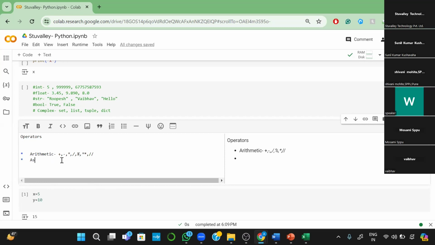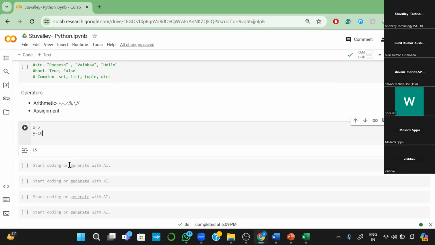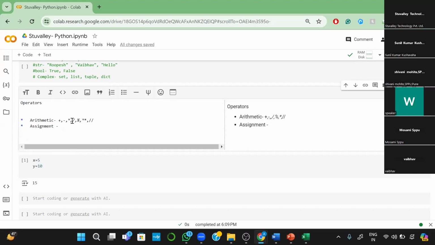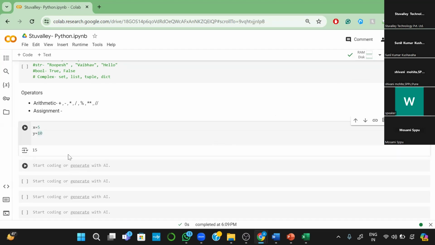Then the other is assignment operators. In assignment operators we have different types of operators, but I'll try to focus more on arithmetic operators for now, and then we will keep on seeing other types of operators. Clear, everyone? So these are the arithmetic operators. I think I should give a gap between them. Yeah, now I think it looks better.